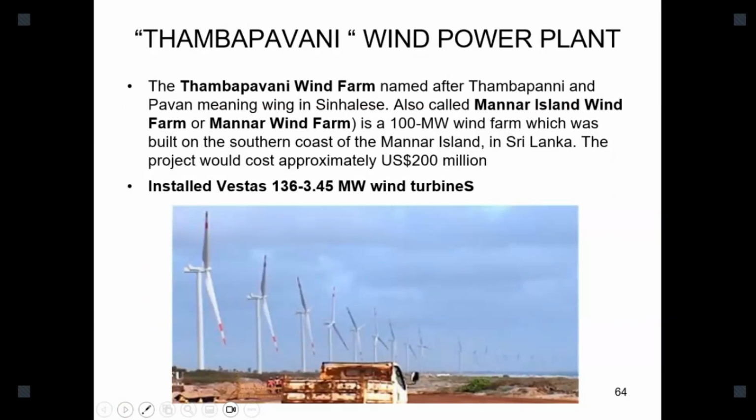Many private parties have developed wind parks near the Puttalam region, as well as the Jaffna zone near Chunakam, the Parantan region, Punale and everything. However, this wind park belongs to the Ceylon Electricity Board.